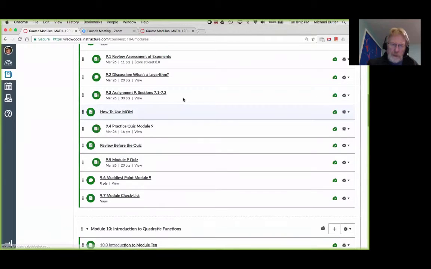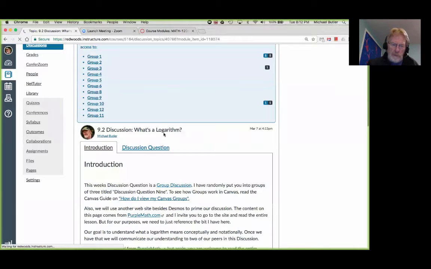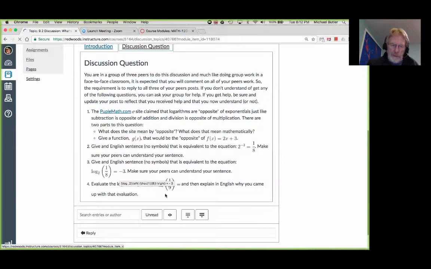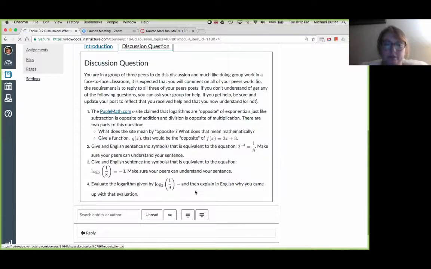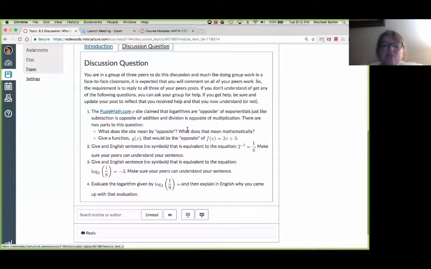Let's take a look. So you were doing the discussion. What's a logarithm, right? This one right here. Yep. Okay, so let's go check in on that real quick. So on the discussion question, which one? Number 3. Number 1. Give a function g of x that would be the opposite. Right. And I was thinking of the boxes, how they changed. Oh, on the logarithm. How the letters changed position. Yeah, exactly. Instead of thinking opposite of positive 2 is negative 2.